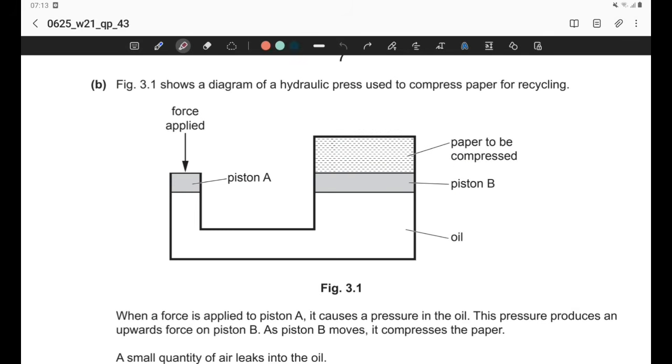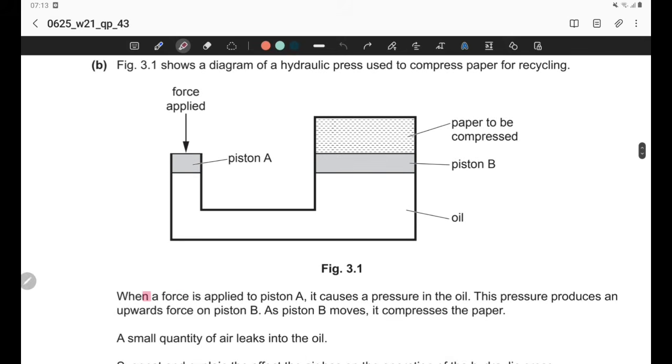Part B. Figure 3.1 shows a diagram of a hydraulic press used to compress papers for recycling. When a force is applied to piston A, it causes a pressure in the oil. This pressure produces an upward force in piston B. As piston B moves, it compresses the paper.